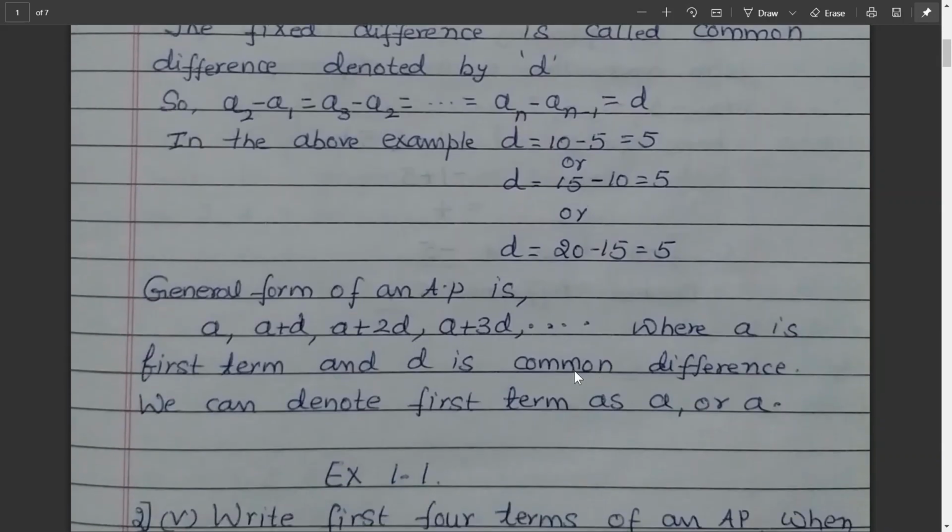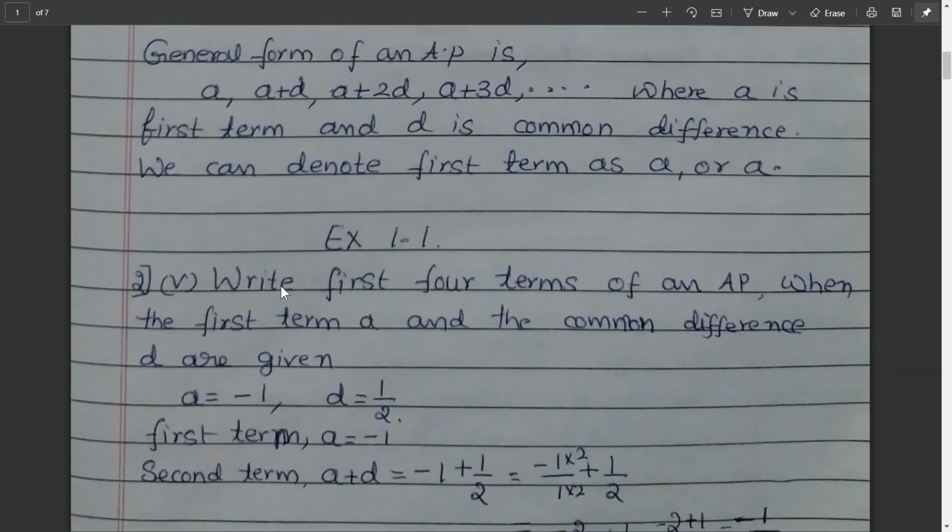So the general form of an AP is: A is A1, the first term. Usually we use not A1, but A. And if you add to A the common difference, you will get the second term. If you add to A 2 times the common difference, you will get the third term. If you add to the first term 3 times the common difference, you will get the fourth term. So to get the third term we have to add 1 less into D. Here for the fourth term, here comes 3. So 3D, where A is the first term and D is the common difference.